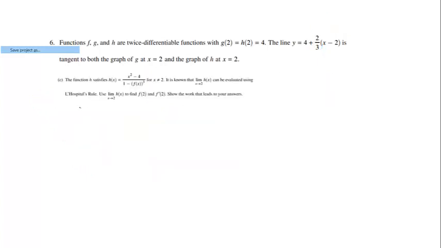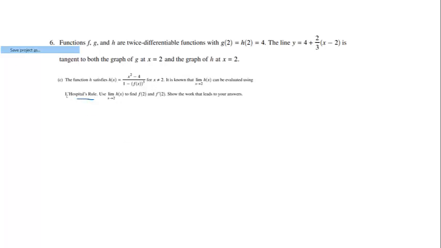C, the function h satisfies h of x is equal to x squared minus 4 over 1 minus f of x cubed for x not equaling 2. It is known that the limit of h as x approaches 2 can be evaluated using L'Hopital's rule. Use the limit as x approaches 2 of h of x to find f of 2 and f prime of 2. Show the work that leads to your answer.